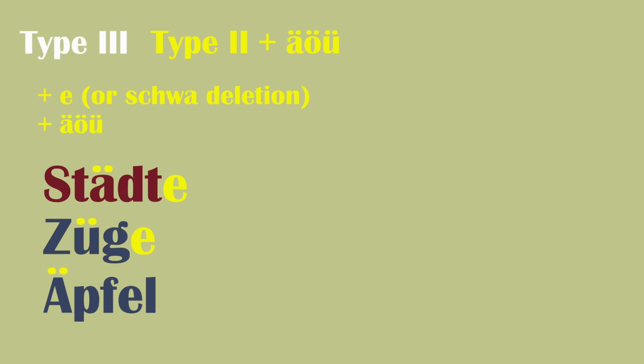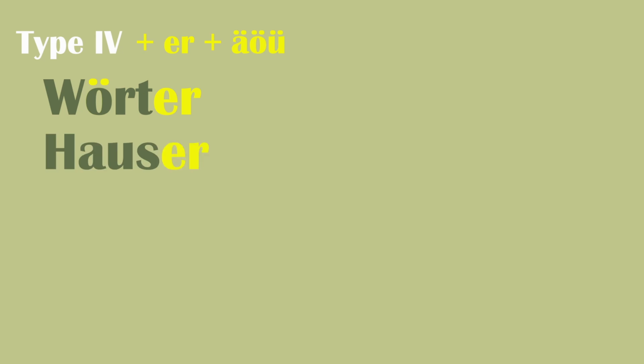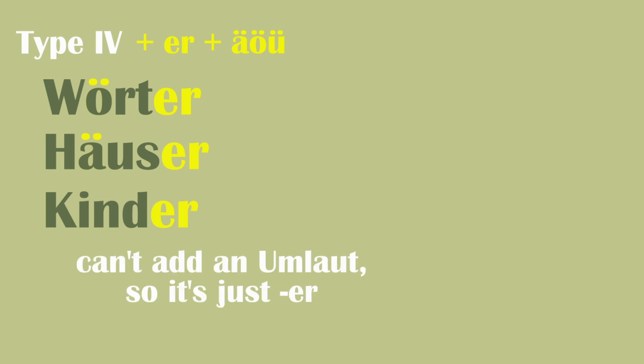Äpfel. What about Vogel? Same pattern. Already has a schwa, so no e. Add umlaut, Vögel. Moving on to the fourth noun type. The rule states add er ending, then add umlaut if applicable. For example, Wort. Add er ending, Worter. Then add umlaut, Wörter. Haus, Hauser, Häuser. Kind, Kinder. Period. We can't add any umlaut in this noun, so it's just the er ending.